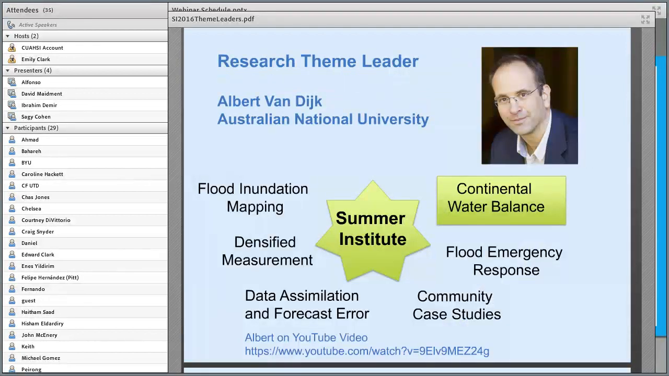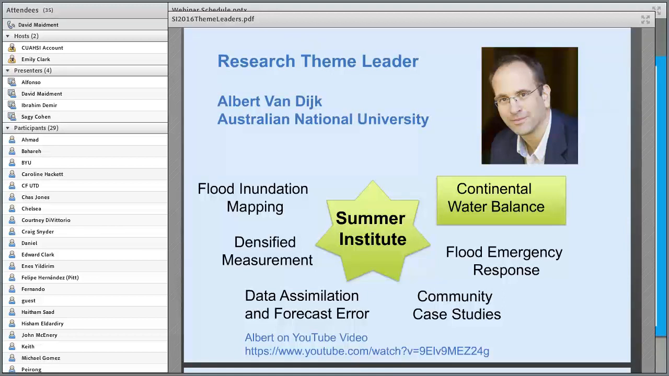Our final theme deals with continental water balance. And the leader of this is Albert van Dijk. He's from Australian National University. He couldn't be here to speak in person, but he's made a YouTube video, which if you follow the address which is given here at the bottom of the slide, you can see Albert giving this particular presentation.